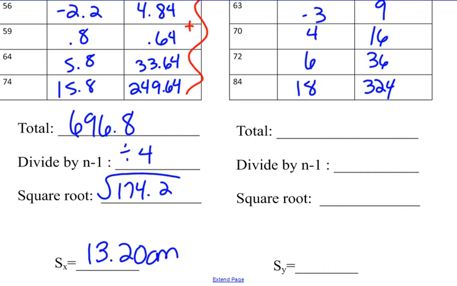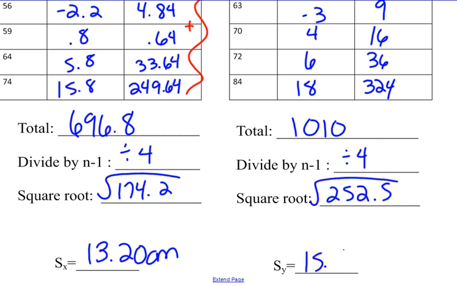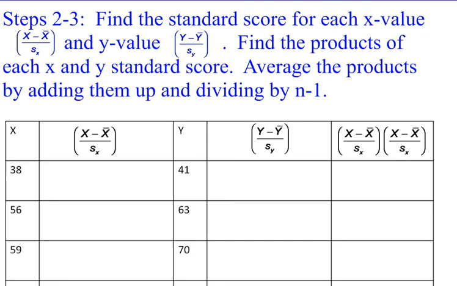Same thing for my y's. I add all of those up and I get 1010. I'm going to divide by 4 still, so I would get 252.5. When I take the square root of that, I get a standard deviation of 15.89. So that's nothing new. We've done this before. This was just all by hand. As I move over here, I have to find the standard score for each one. Remember, that's where you take your data value minus the mean divided by the standard deviation.